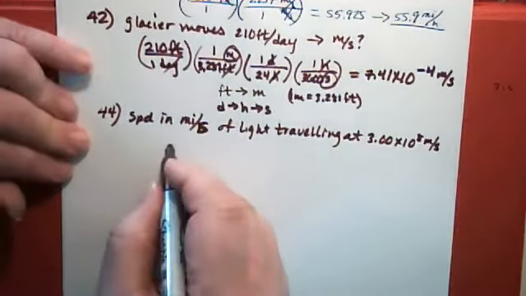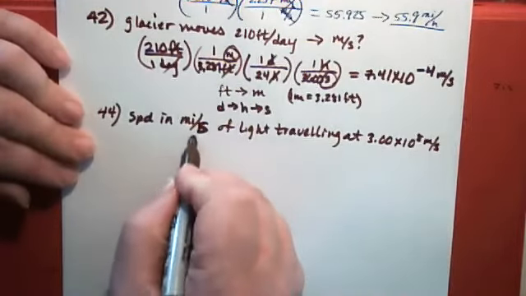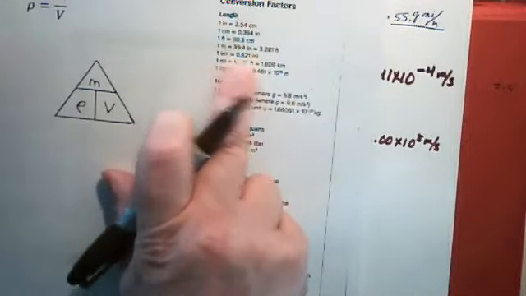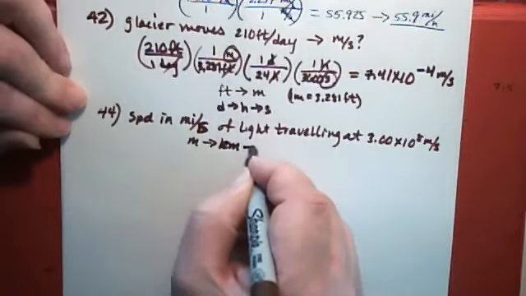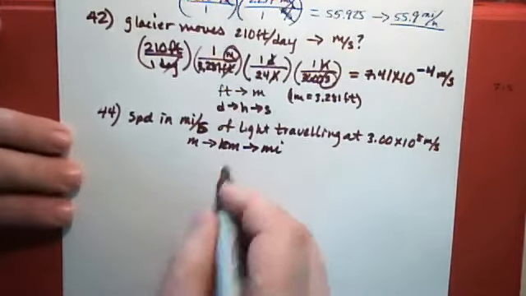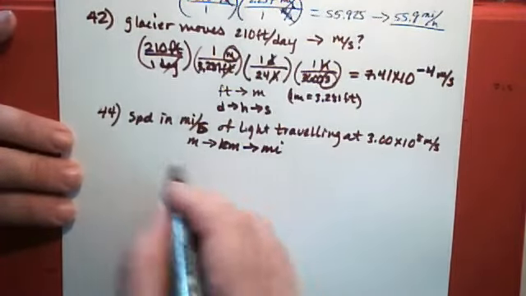Oh, this shouldn't be too hard because we just have to change meters to miles. I doubt there's a conversion factor between meters and miles here, but we can go to kilometers. We can change meters to kilometers, and there's definitely one between kilometers and miles. So we can try it like that. And the unit on the bottom, we don't have to worry about at all because it's already seconds, which is what we want.